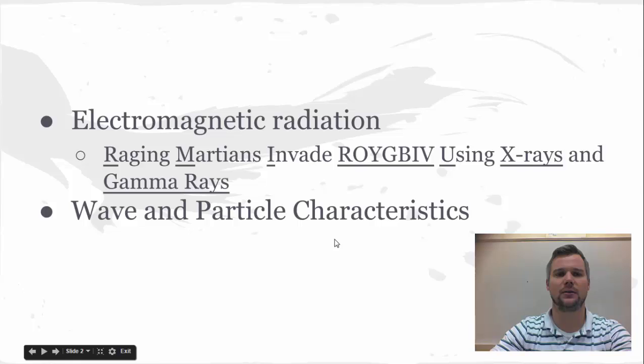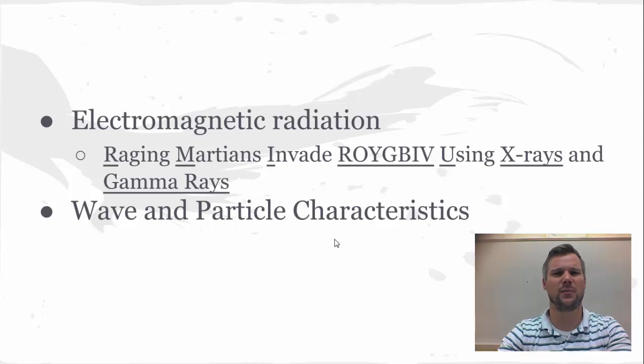We need to think of light a little bit differently than how we normally think about it in our day-to-day. It's a part of the electromagnetic radiation spectrum, and that's all light, including visible light. It's also light like X-rays and radio waves and microwaves and gamma rays, ultraviolet, infrared.